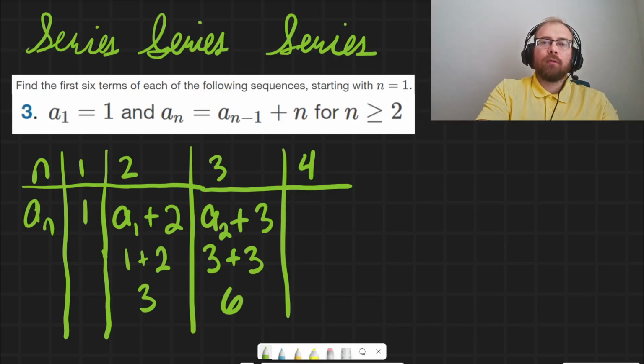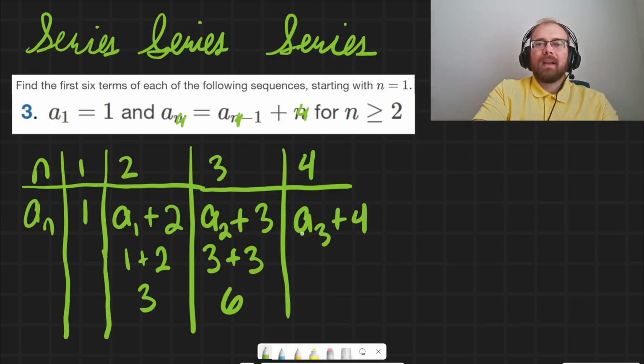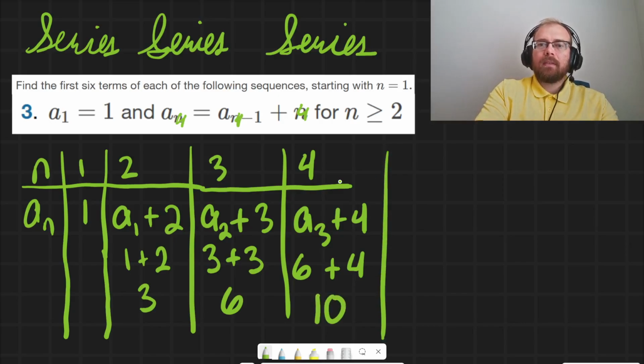For 4, it would be a sub 4. A sub 4 is equal to a sub 4 minus 1, which is a sub 3, and then plugging in a 4. A sub 3 we just got. A sub 3 is 6. So we keep using the answer from the previous one to help us get the next one. This is a recursive series. Or kind of recursive. Recursive-ish. Okay, so we got that.